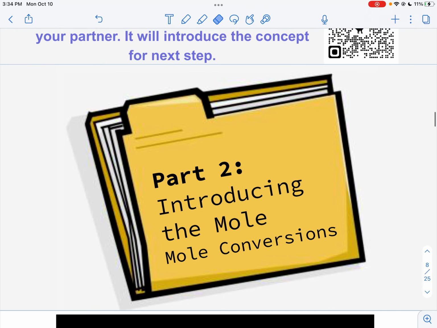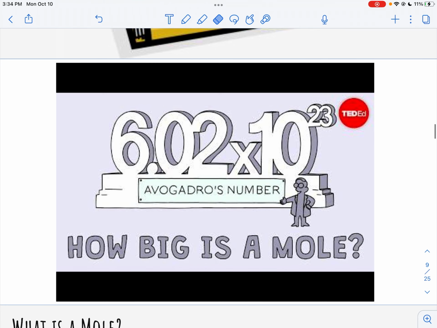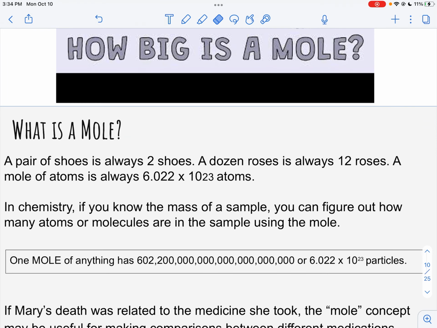So part 2 is going to introduce the term mole, and we're also going to look at mole conversions. So as you saw in the video, mole refers to a number of particles. So just like a pair always means 2, or a dozen means 12, a mole equals 6.022 times 10 to the 23rd. Sorry, that should be a superscript.